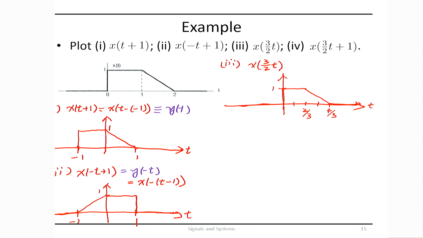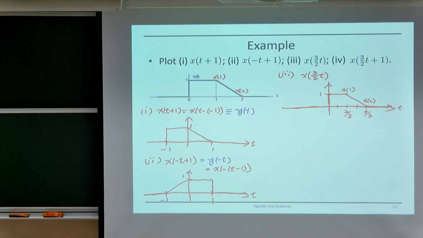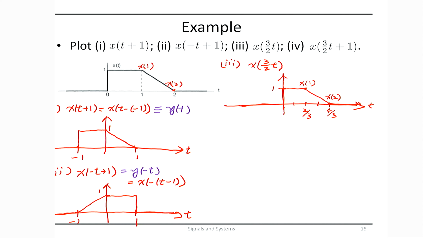So the signal x of 1 here now occurs here, which is also x of 1, and the signal x of 2 here now occurs at time 4 over 3. So the shape is the same. It's just squeezed so that it fits into a smaller duration of time.